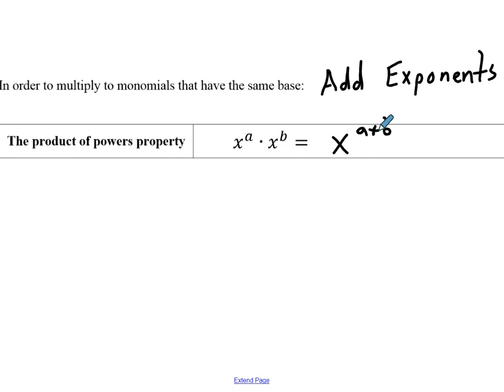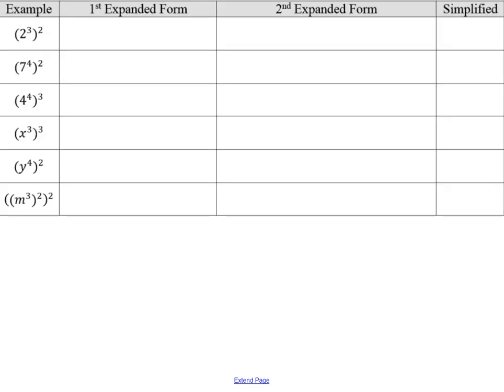Let's go ahead and look at our next example. These ones we're having the same type of thing, except we have something on the outside. So I have 2 to the 3rd squared. So I really have 2 to the 3rd times 2 to the 3rd. Now I'm just going to expand them out like we did on our last part. So 2 to the 3rd, so I have 1, 2, 3. I have 1, 2, 3. How many total do I have? I have 6, so it's going to be 2 to the 6th power.